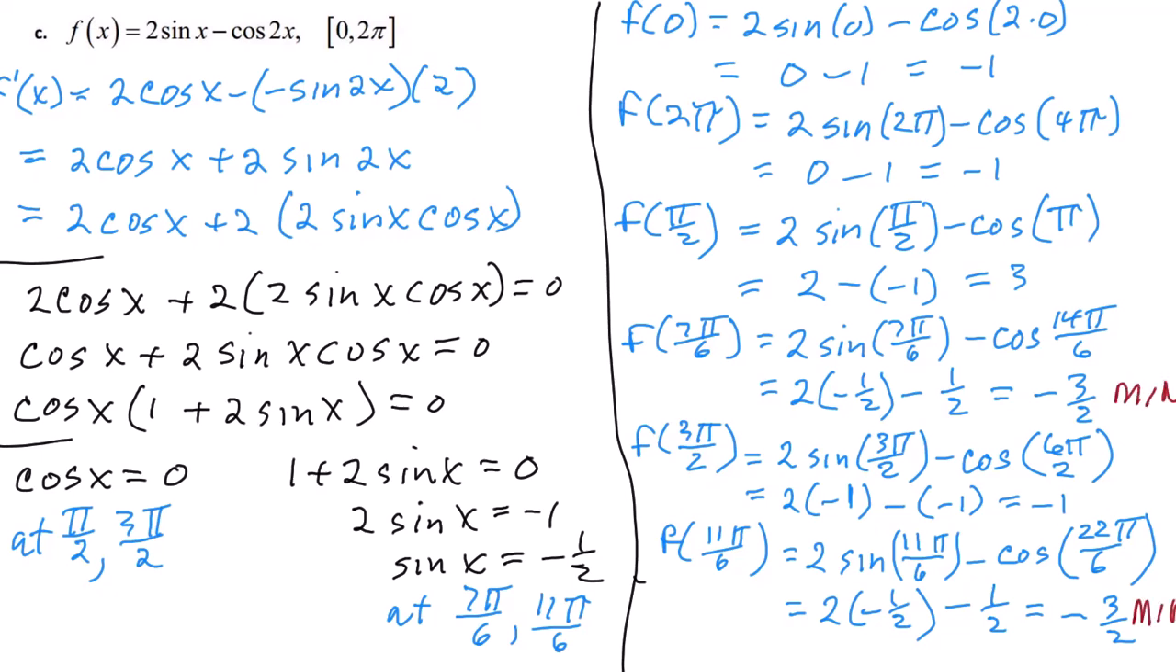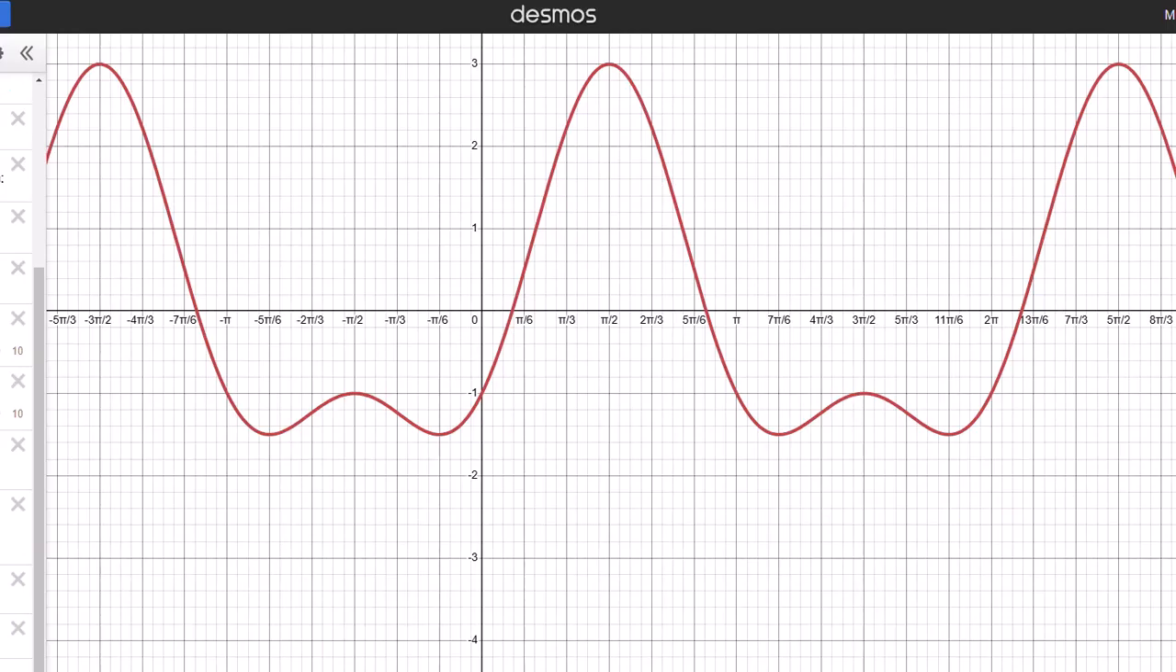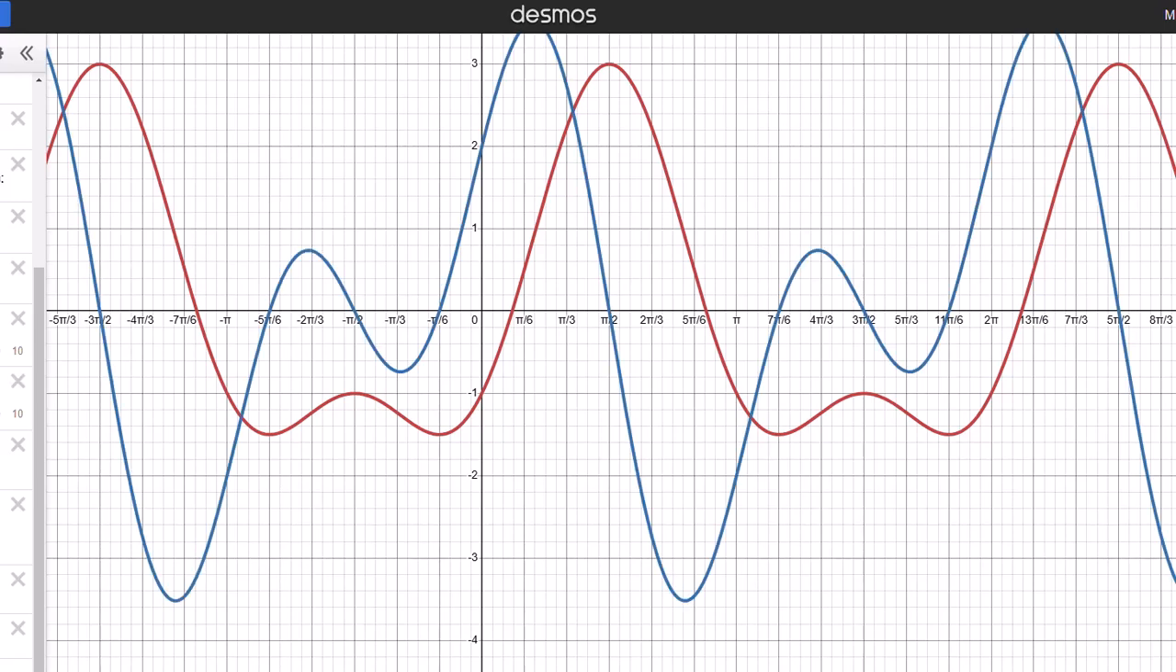And for a maximum, that's pretty easy. That's at 3. All right, here is our function y equals 2 sine x minus cosine of 2x. Lots of hills and valleys in this one. Here's our derivative function. Notice where the derivative function is crossing the x-axis. Again, that's where the slope at a point on the original function, the slope is 0.